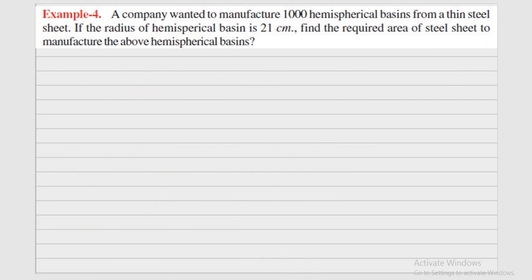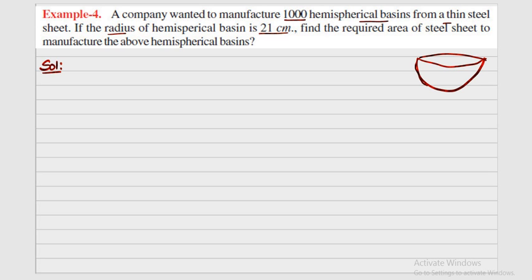Next, moving on to example number 4. What is example number 4? A company wanted to manufacture 1000 hemispherical basins from a thin sheet. If the radius of the hemispherical basin is 21 centimeters, find the area of sheet required to make the above hemispherical basins, right? If you observe the hemispherical basin, it will have the steel sheet.